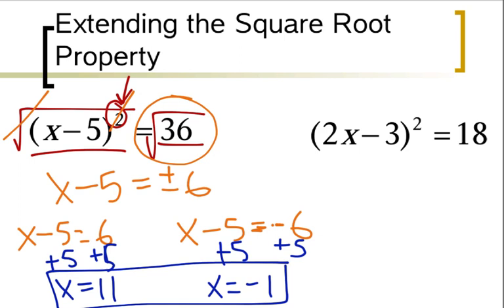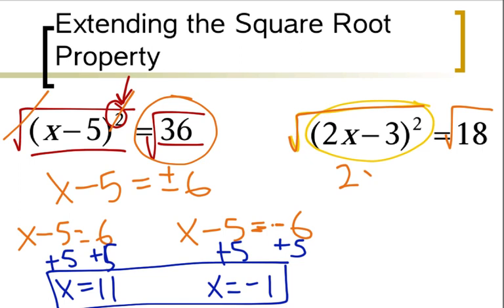So I'll do another one here. You can see that the 2x minus 3 is squared, so I square root it. Okay, let's do that with a different color. Square root the 18 also. And I get 2x minus 3 equals plus or minus the square root of 18.